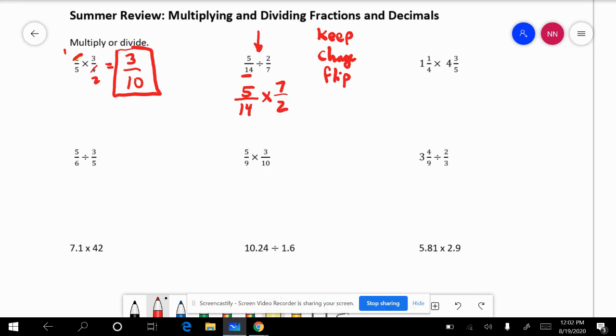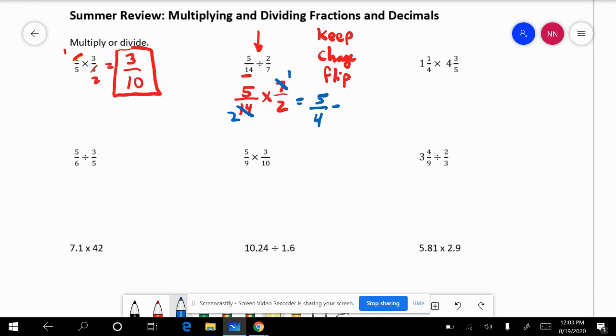Now we're going to look to see what we could cancel. Notice that the 5 and the 2 can't cancel. 2 doesn't go into 5, 5 doesn't go into 2. But we know that the 7 and the 14 can. 7 goes into 7 one time. 7 goes into 14 two times. Now we're going to multiply across. 5 times 1 is 5. 2 times 2 is 4.